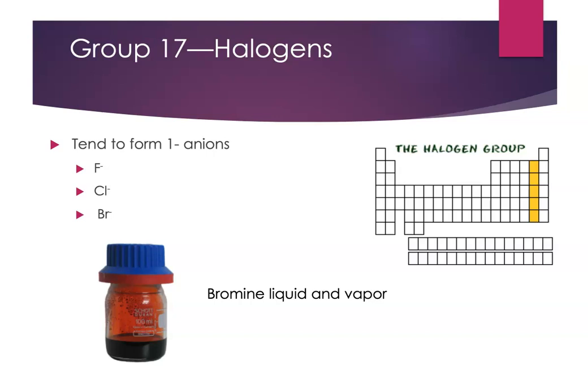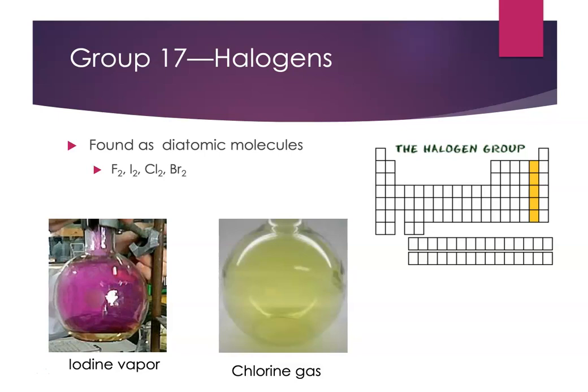So the fluoride ion, the chloride ion, the bromide ion. Here's a picture of bromine liquid and vapor. It's got this characteristic reddish-orange color. It can be a gas at room temperature, but it does also exist as a liquid, and here we can see both of them. The other thing I want you to know about the halogens, and this is very important, is that they're found as diatomic molecules. That's what they exist as in nature. F2, I2, Cl2, Br2, diatomic molecules, 2 atoms of the halogens in the molecules.